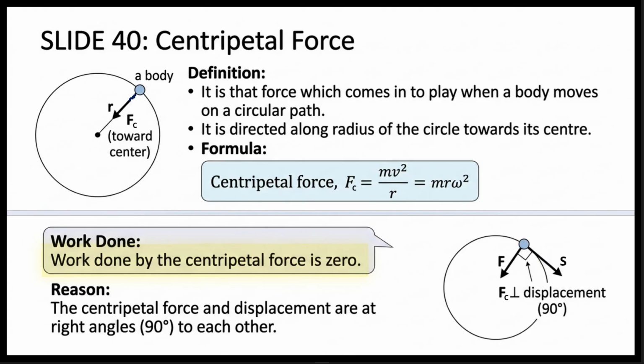To understand the reason, consider the geometric relationship between the acting force and the motion. The centripetal force and the instantaneous displacement are always at right angles, or 90 degrees, to each other. As shown in the final diagram, because the force F is perpendicular to the tangential displacement S, no work is performed.